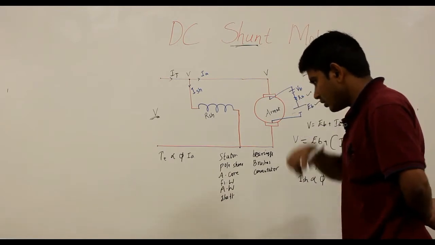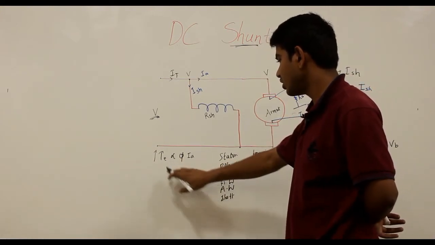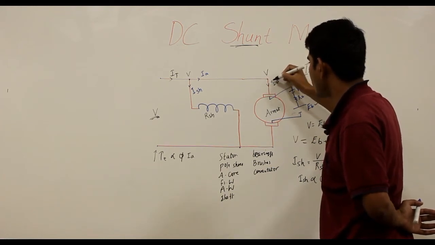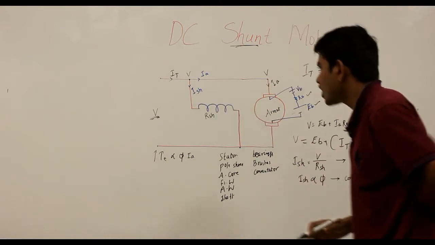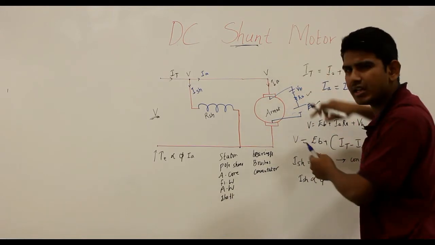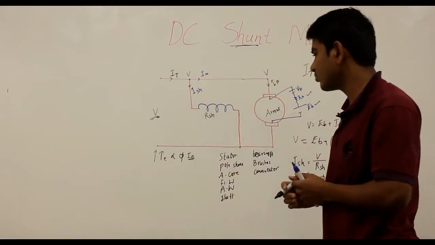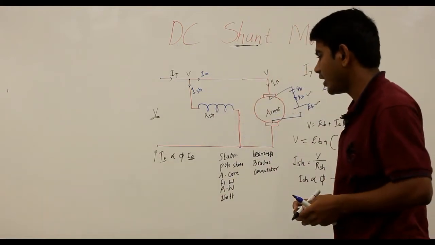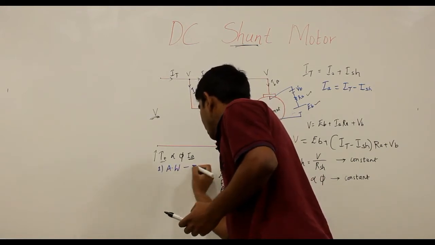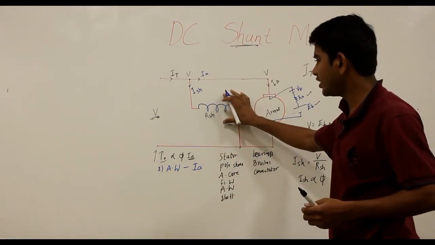So in order to have a high value of the electromagnetic torque, what I want to do is expose my armature winding to a higher amount of current compared to the shunt current. So that I will have a higher armature current, thereby higher electromagnetic torque. This is the first thing: your armature winding must be exposed to a large value of current compared to the shunt current, or the field winding current.